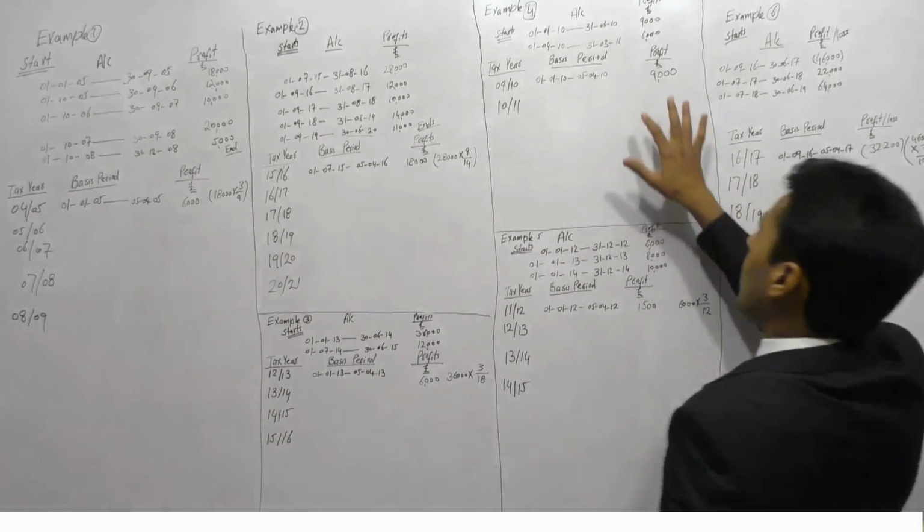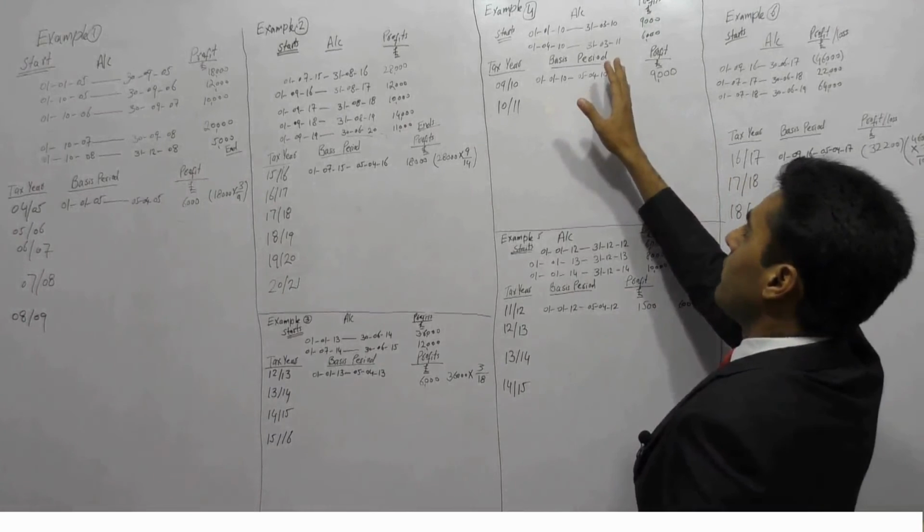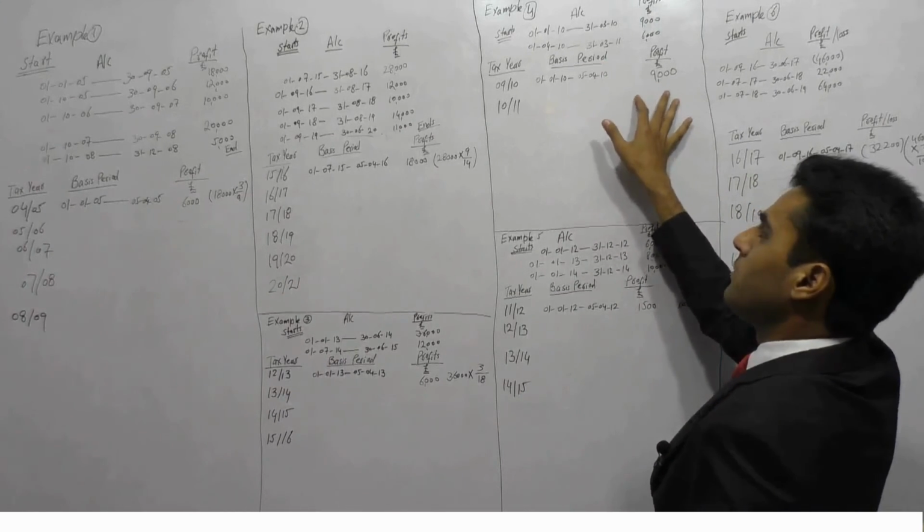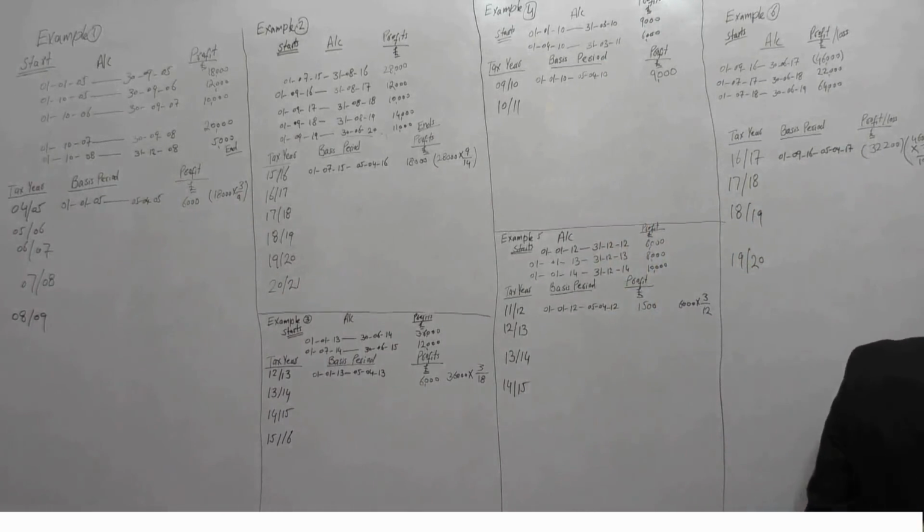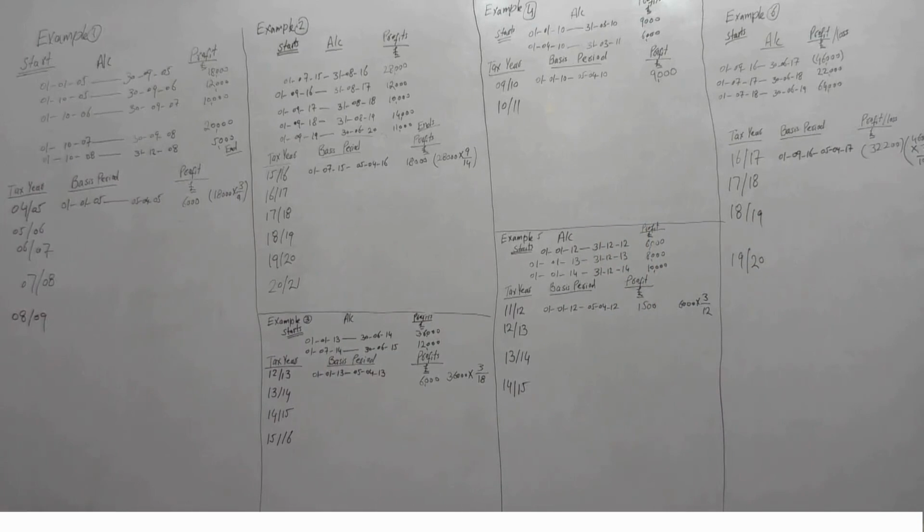Now only difference here was that because accounting period was for 3 months, that's why we take exactly the same thing. So our basis period profit is exactly like our accounting profits.